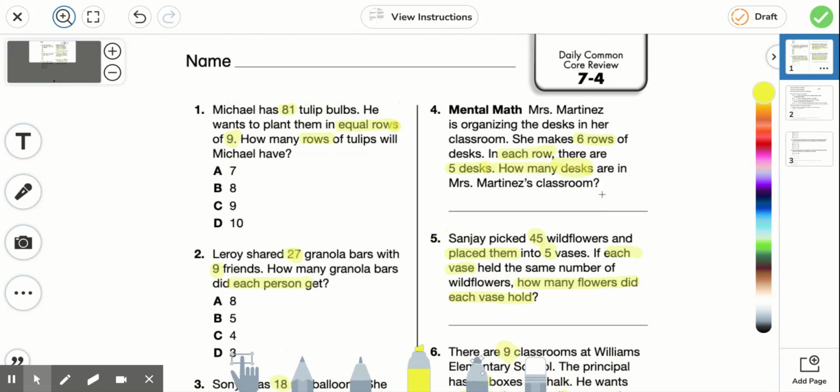That's your Daily Common Core review. This has a lot from what we've done in 7-1, 7-2, and 7-3. So make sure you're looking at those keywords we highlighted to help you figure out what you are going to do for each problem. Now let's look at our reteaching.